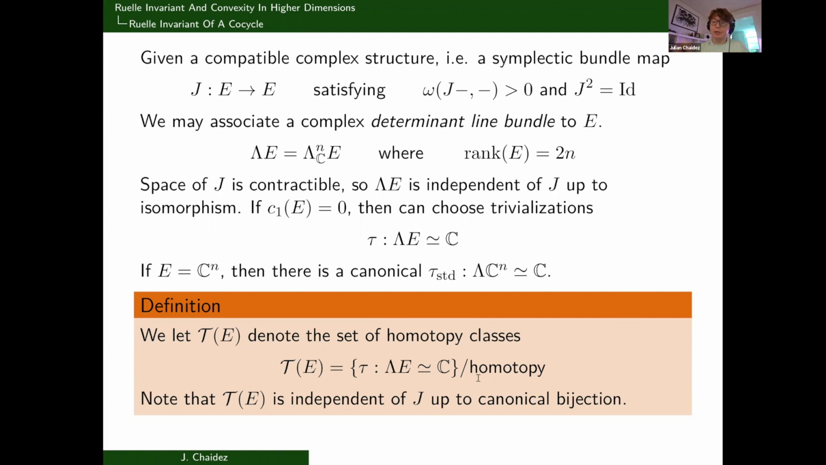Okay, and so the second piece of input data that we need for the invariant is a choice of homotopy class of trivialization of this determinant bundle. And this set of trivializations is independent of J up to canonical bijection. So that means that, even though lambda E is not itself a well-defined thing without a choice of J, this set is still a well-defined thing to talk about. I can still talk about a trivialization as long as I just talk about them up to homotopy.